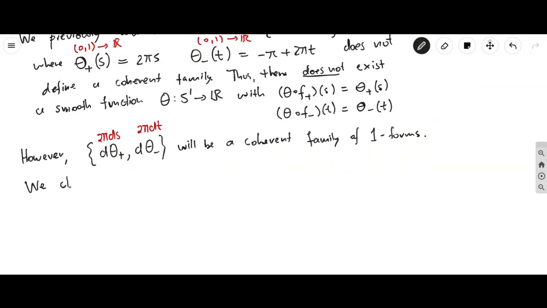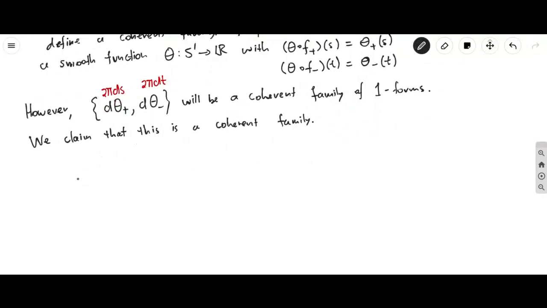So we claim that this is a coherent family. So how do you check it's a coherent family? Well, this is the way you do it. You have a map from 0, 1 into the circle.